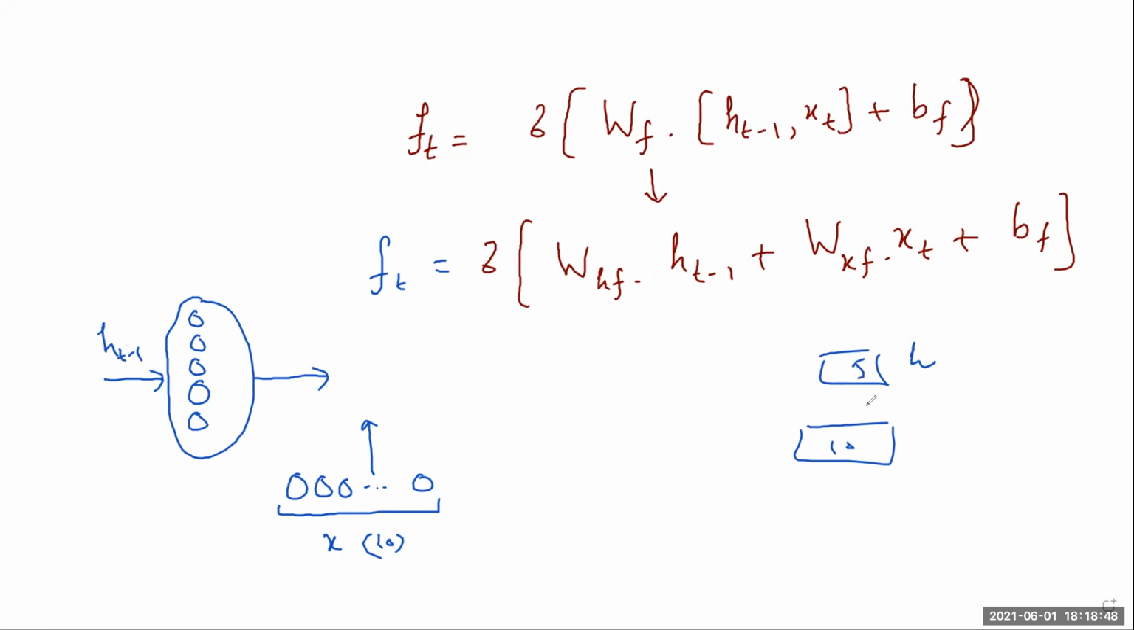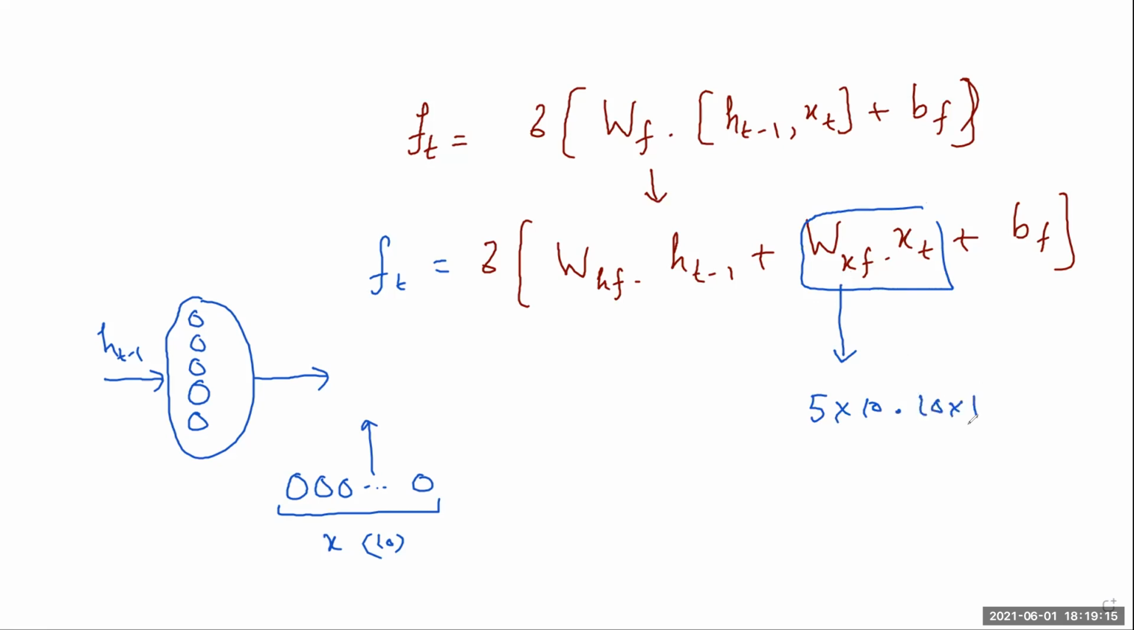50 connections, right? Because all these 10 are connected to these 5. So it means that this matrix WXF, which you can say connects the input to the hidden, is 5 cross 10, because you have 50 connections. And what is x? X is actually a vector of size 10. It is 10 cross 1. Now let's see what is going on in the hidden state.